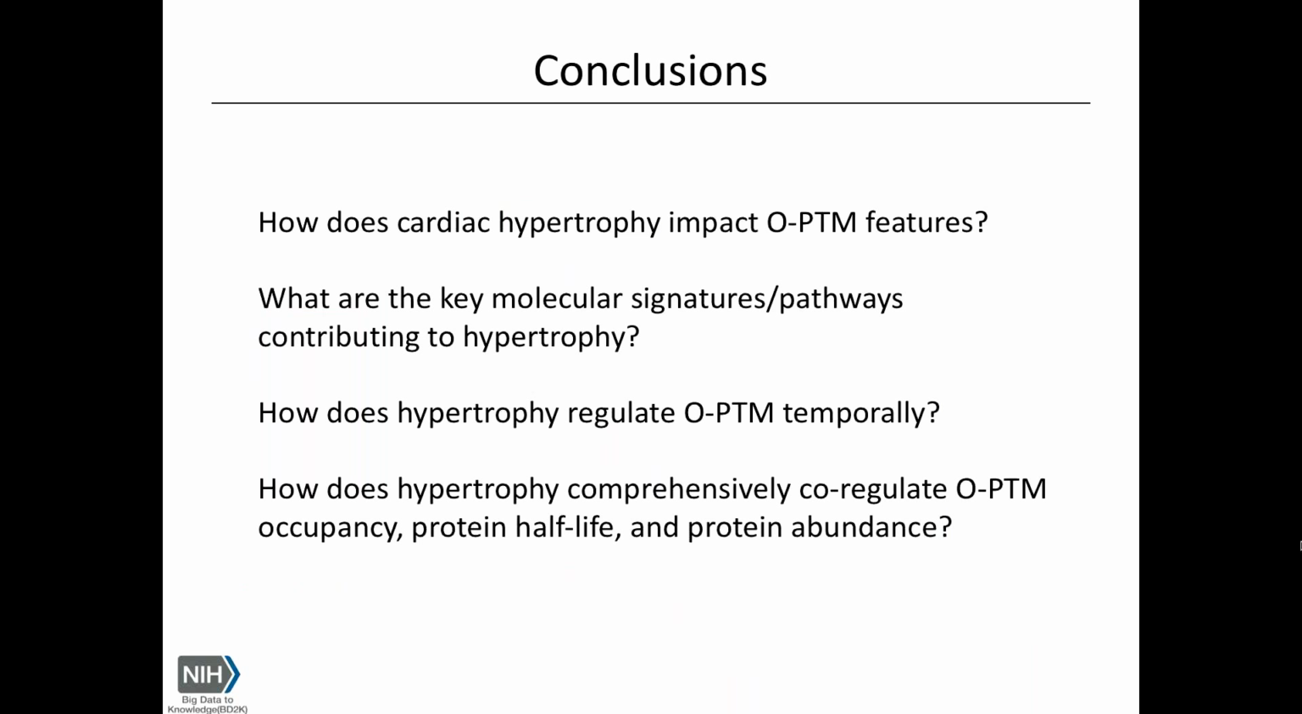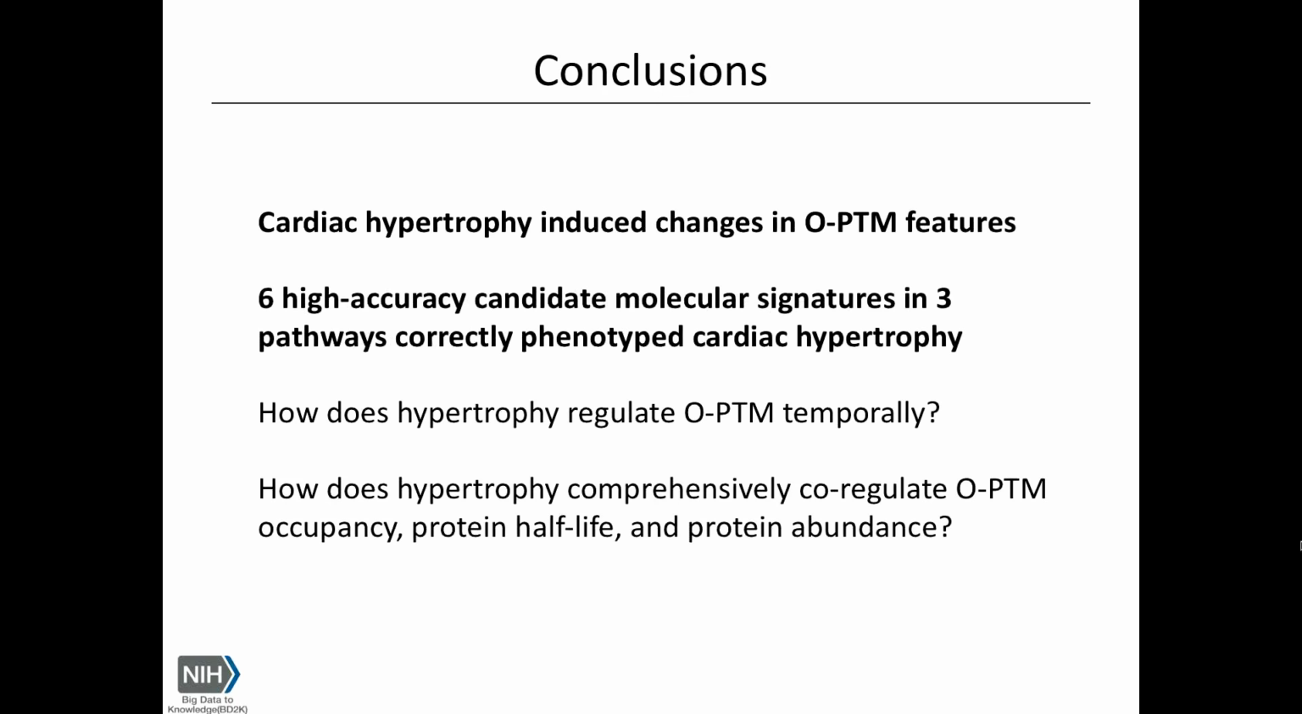So to summarize, our large-scale O-PTM study uses 3 analytical methods that revealed major insights toward answering each of our research questions. So first, cardiac hypertrophy does induce changes in O-PTM features, and we notice both increases and decreases across the board in the O-PTM occupancy, O-PTM types, and O-PTM sites. For the second question about the key molecular signatures and pathways, we identified 6 high-accuracy candidate molecular signatures in 3 pathways that all correctly predicted cardiac hypertrophy.